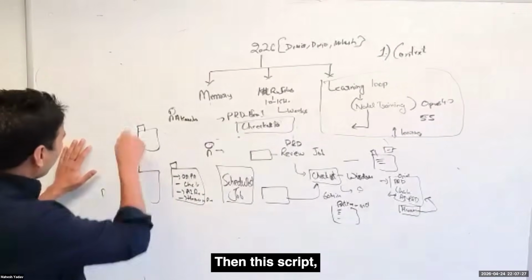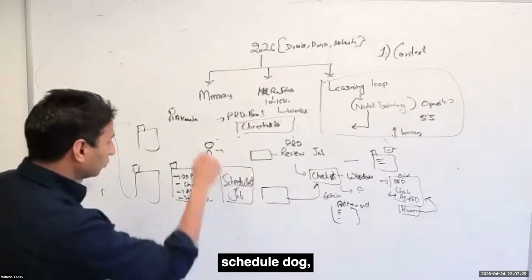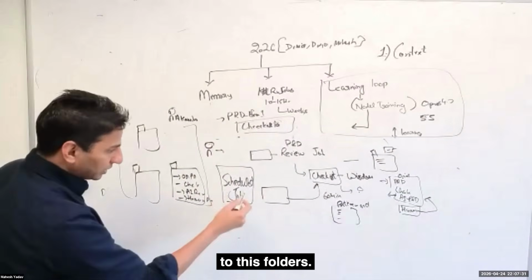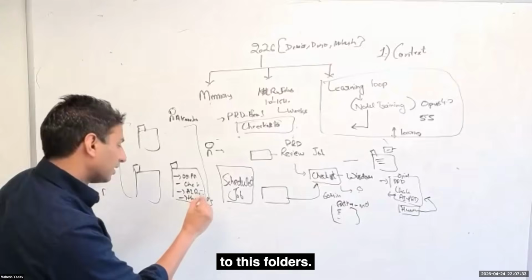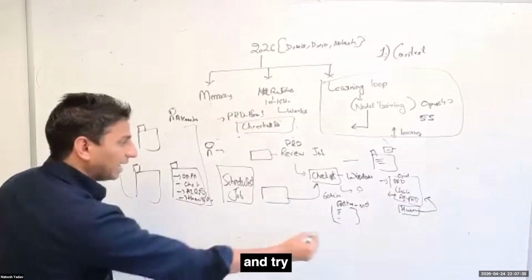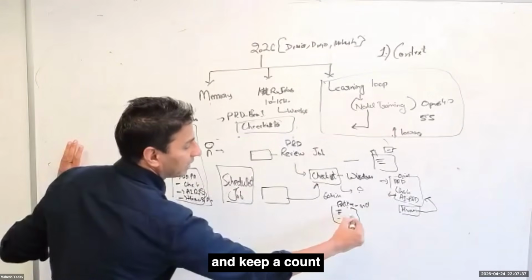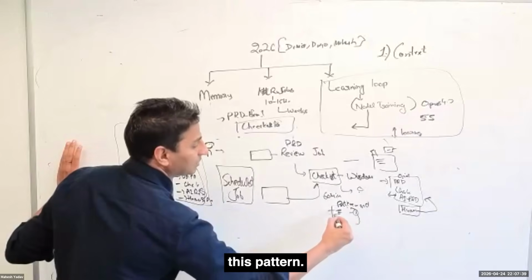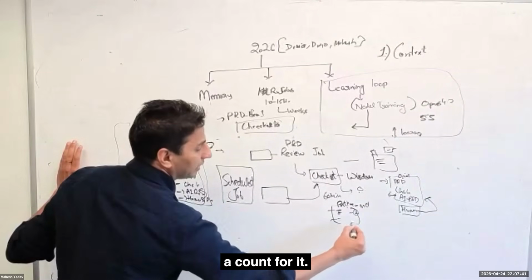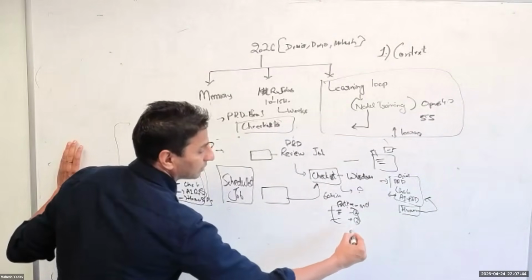Okay, then this script, this scheduled job, goes to these folders, compares these two, and tries to create a pattern.md and keep a count of the patterns. Okay, I see this pattern. Here is a count for it. Here is a count for it.